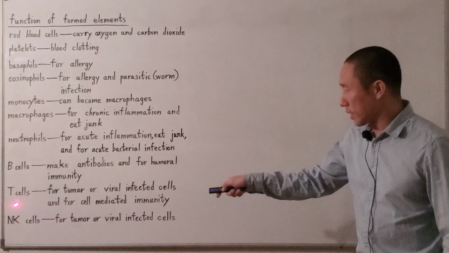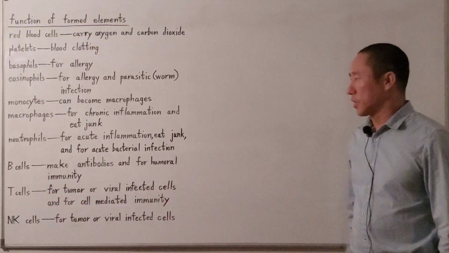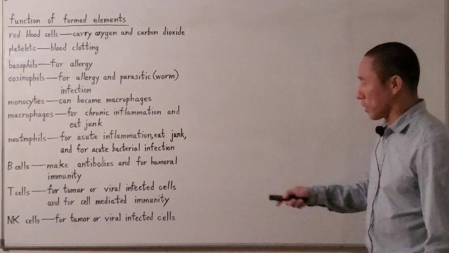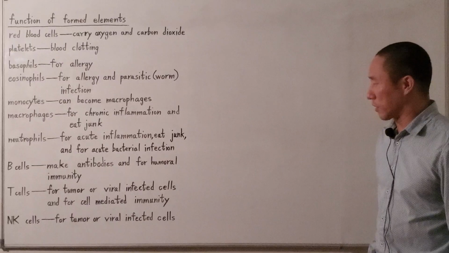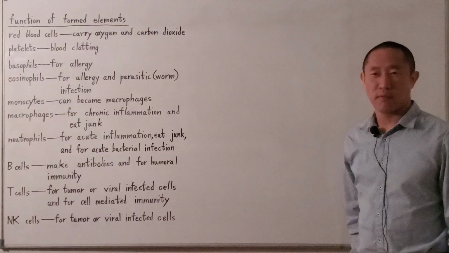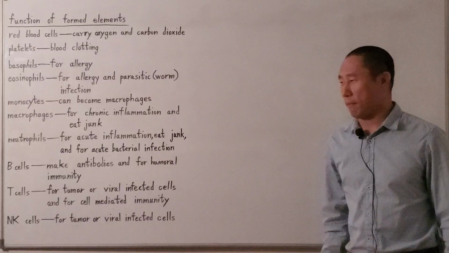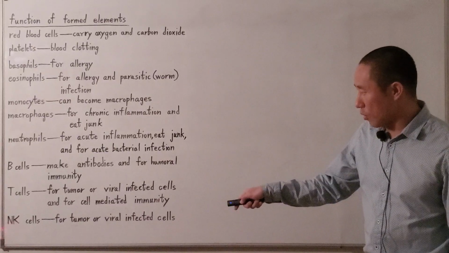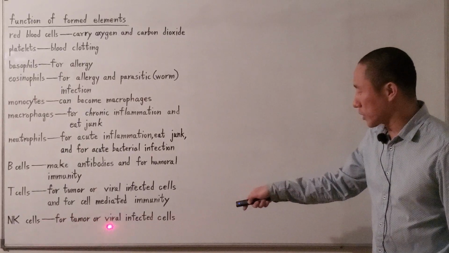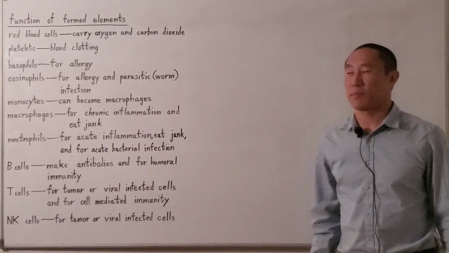Now, also know that T cells are for cell-mediated immunity. So how can you remember that? T cell for cell-mediated immunity. So then you can remember it that way. Alright, the last one here is NK cells. NK cells are important for fighting tumors or virally infected cells, just like cytotoxic T cells.